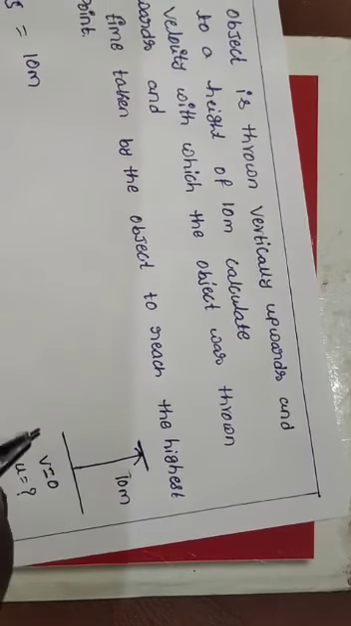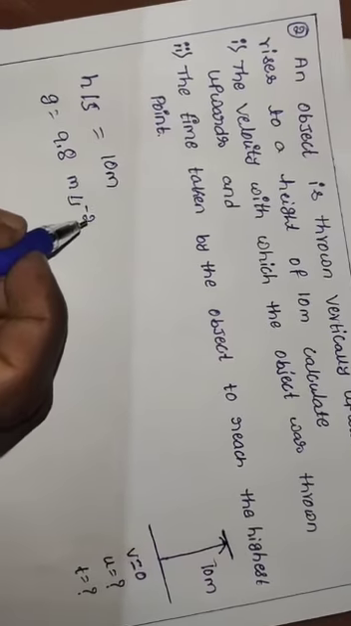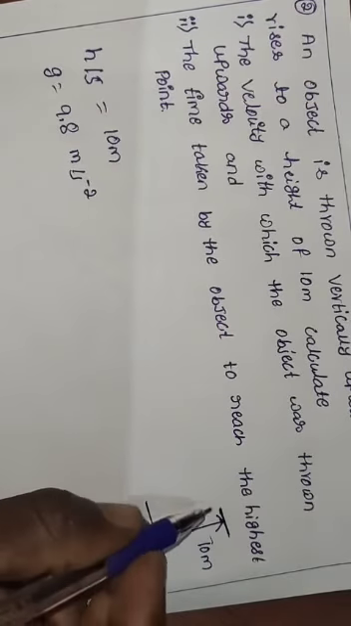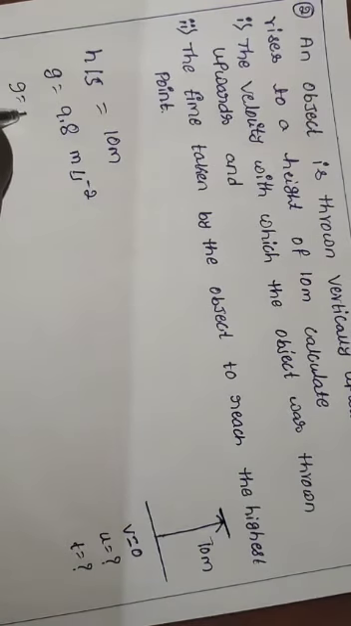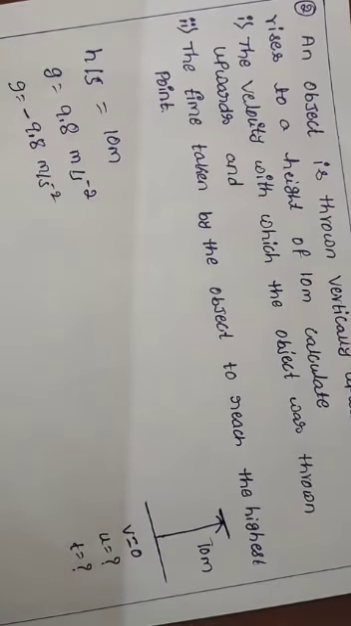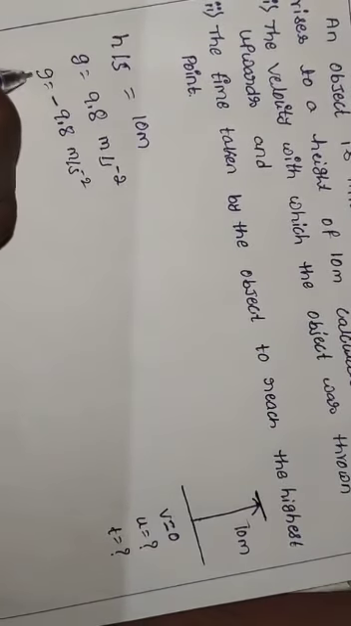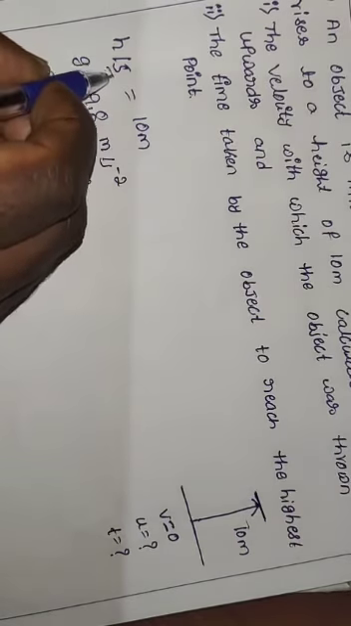Now calculate the velocity with which the object was thrown upwards. We know that the acceleration due to gravity, the constant value g, is equal to 9.8 meter per second square. If the object is thrown upwards, it is in the opposite direction of the gravitational force, so the acceleration becomes negative. Therefore g is equal to minus 9.8 meter per second square. Now we have s and g.